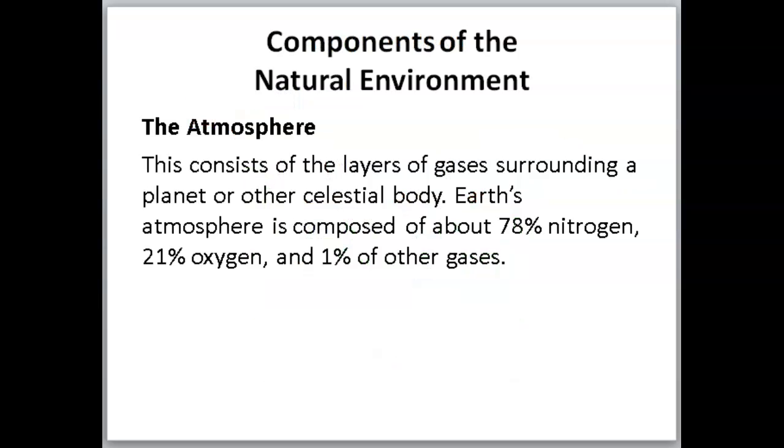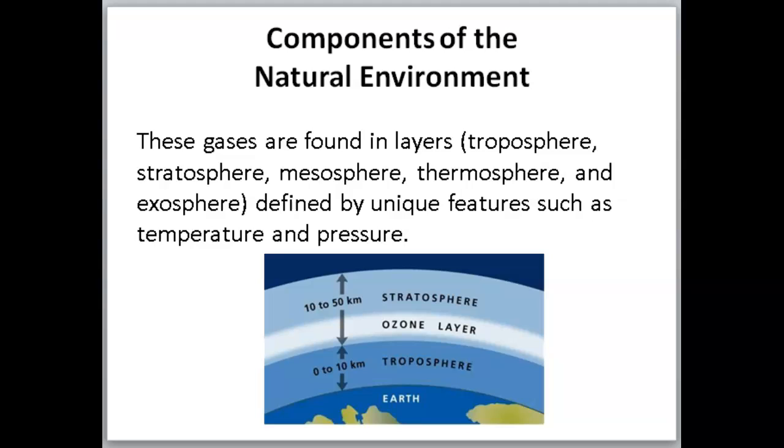Now let's look at the natural environment component known as the atmosphere. This consists of the layers of gases surrounding a planet or other celestial body. Earth's atmosphere, for example, is composed of about 78% nitrogen, 21% oxygen, and only 1% of other gases. Now, these gases are found in layers known as the troposphere, stratosphere, mesosphere, thermosphere, and exosphere, and they are defined by unique features such as temperature and pressure.